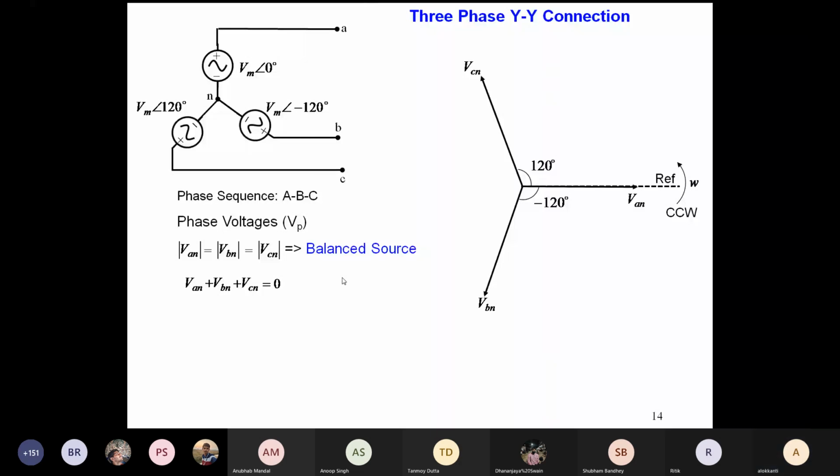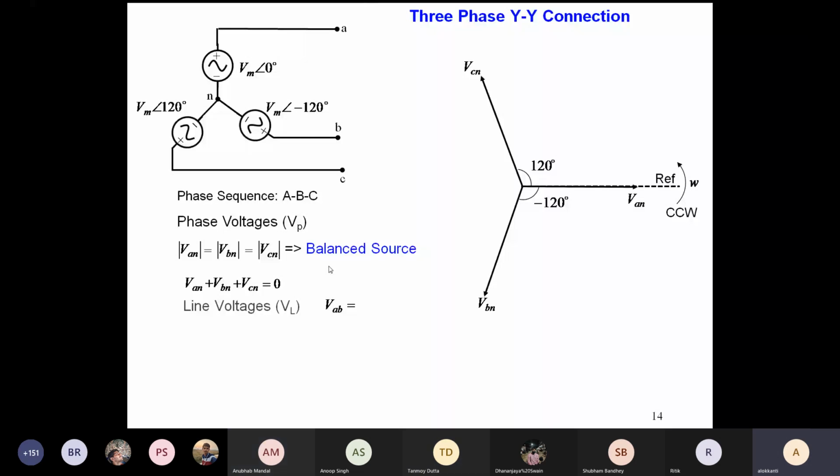You try it yourself. Now, what is the meaning of line voltage? There is something called line voltage, which is of the form VAB, the potential between A and B, or the potential between B and C, or the potential between C and A. And what was VAB? Root 3 times Vm at an angle of 30 degree.